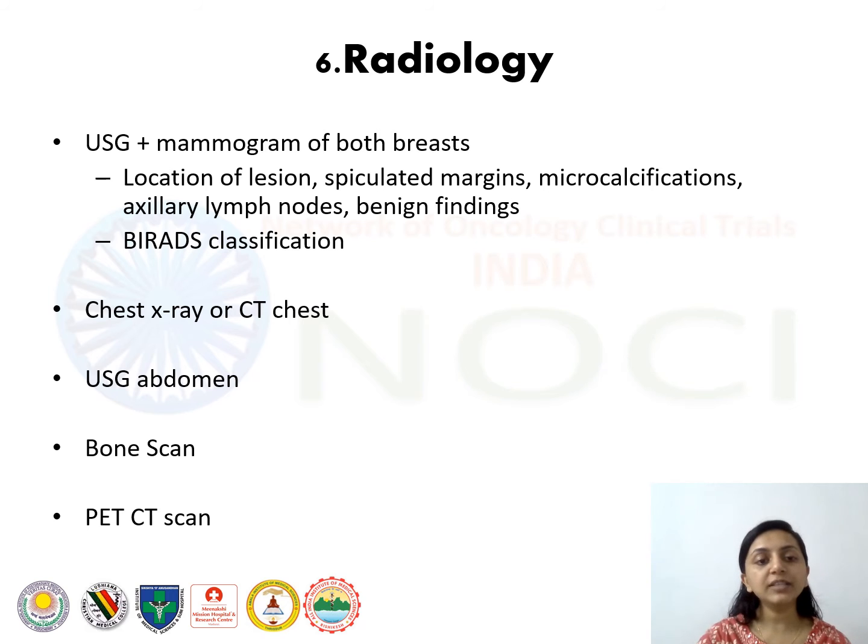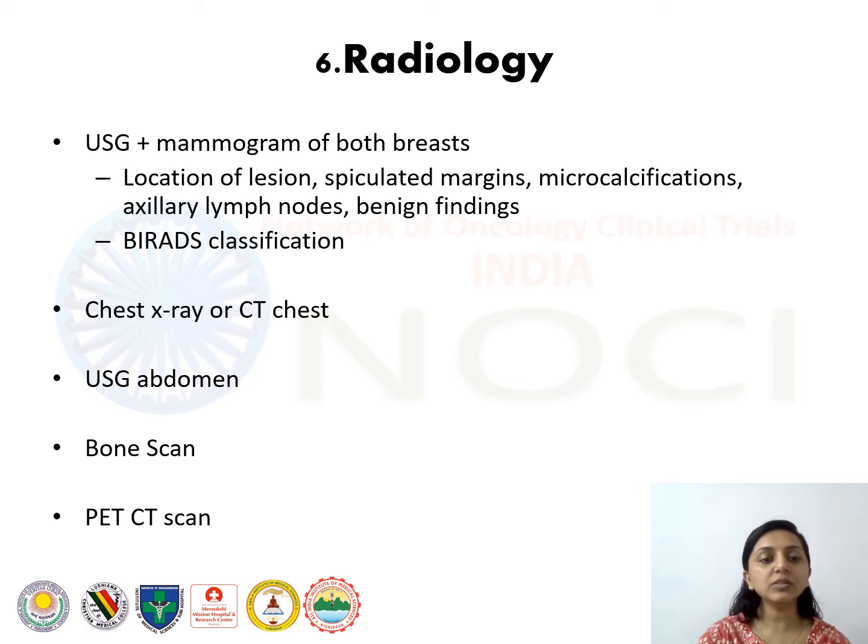So finally, a BI-RADS classification. It's called the BI-RADS classification, which is reported in a mammogram report, and this indicates if the lesion that is seen on a mammogram is a benign lesion or a malignant lesion. It gives a clue as to what the lesion is more likely to be.